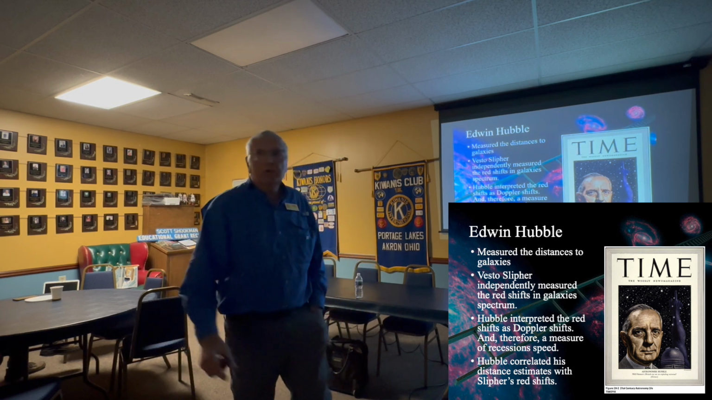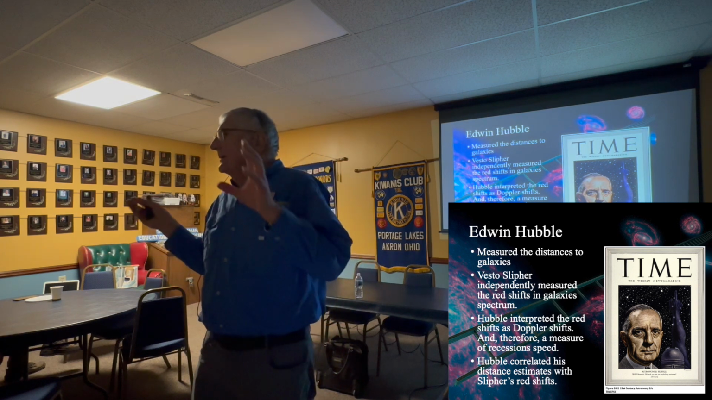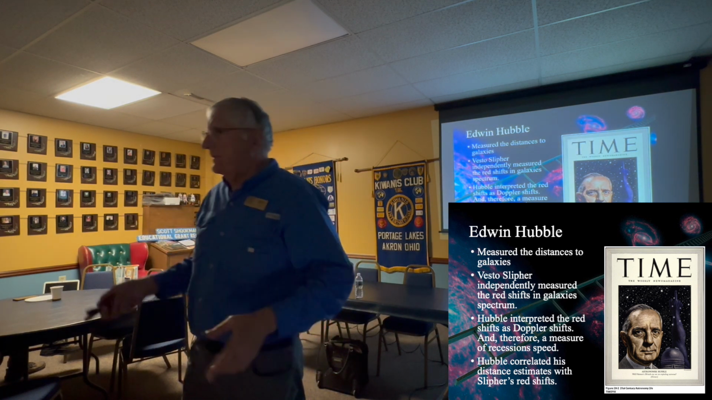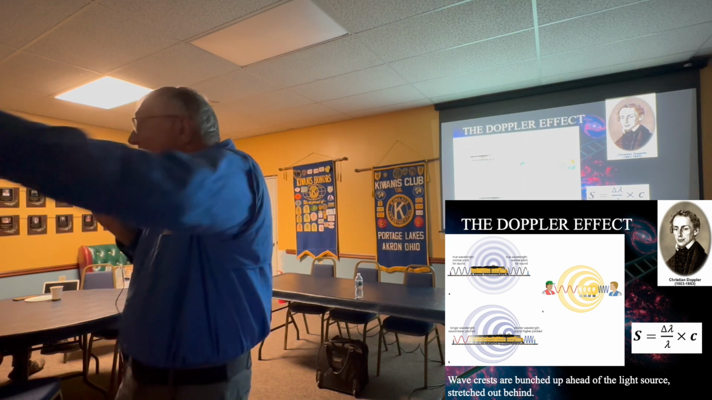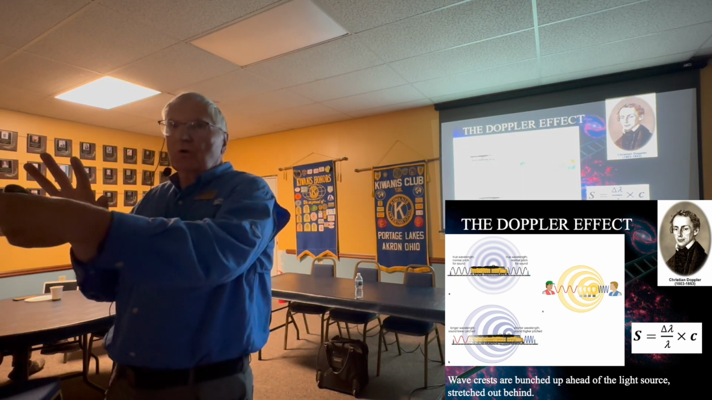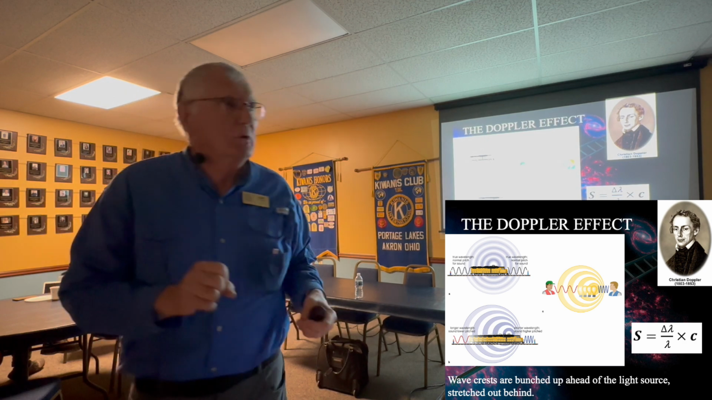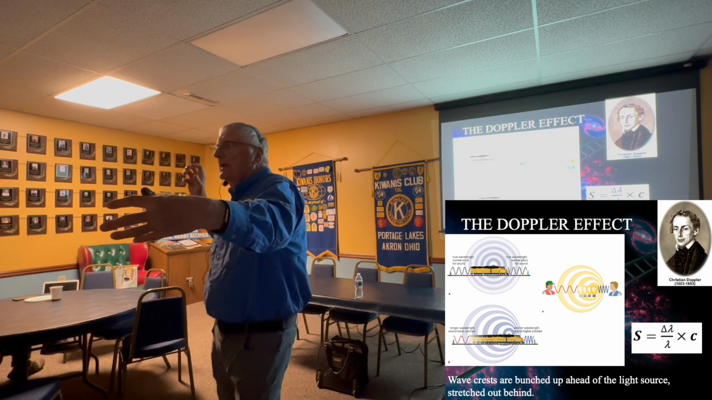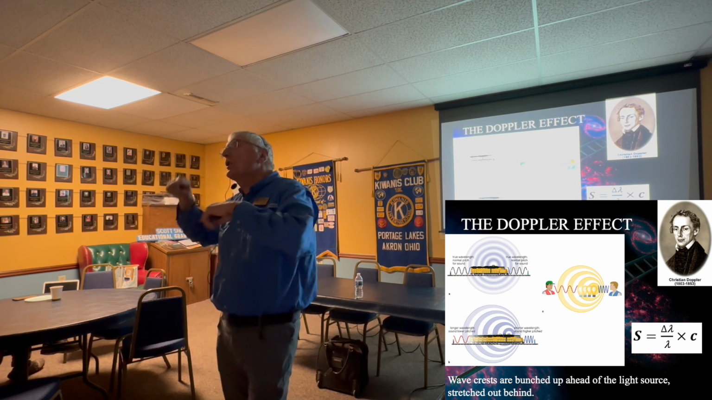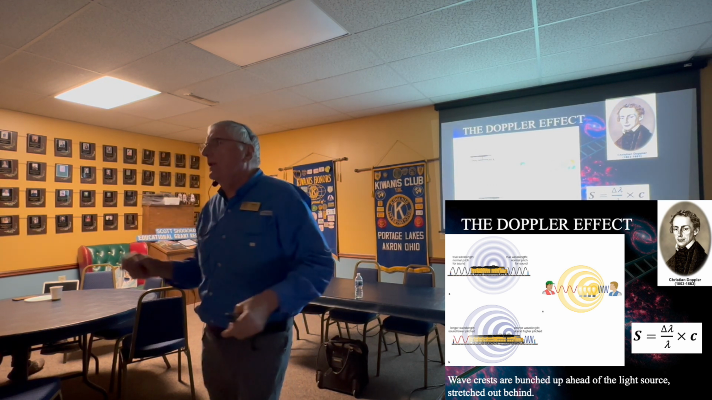And so he was able to correlate his distances with these redshifts. Now let me talk about the redshifts for a minute. This is a Doppler shift. When a light is moving towards you, the waves get scrunched together and shorter wavelengths are blue, so we call that a blue shift. When something's moving away from you, the light gets stretched out, longer wavelengths are red, so we call that a red shift.